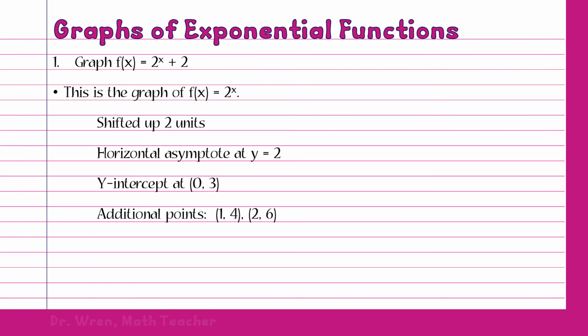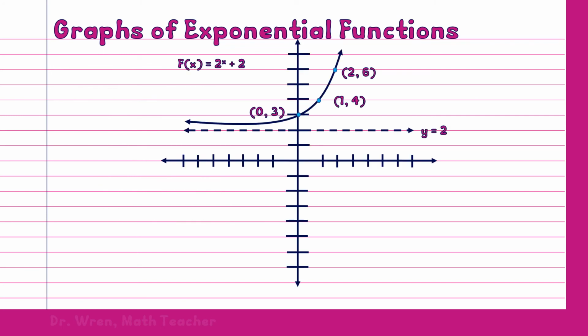The graph of f(x) = 2^x + 2 is the graph of f(x) = 2^x with the following transformations. Shifted up 2 units, the horizontal asymptote moved up 2 units to y = 2, the y-intercept moved up 2 units to the point (0, 3), and 2 additional points are plotted for shape at (1, 4) and (2, 6). Let's see the graph. This is the graph of f(x) = 2^x + 2 with the noted transformations.